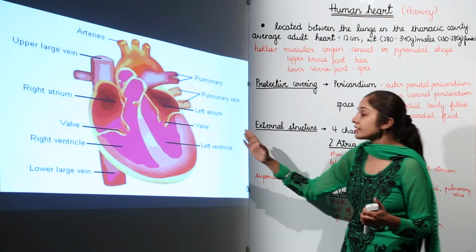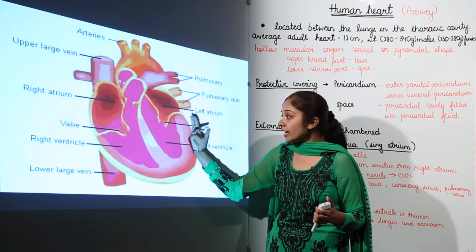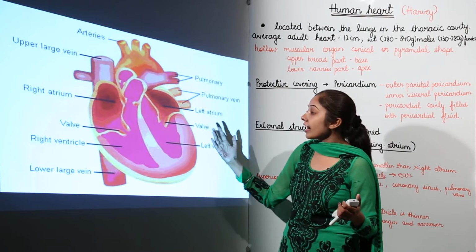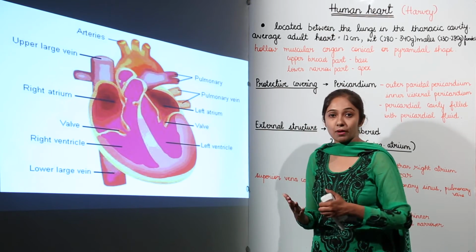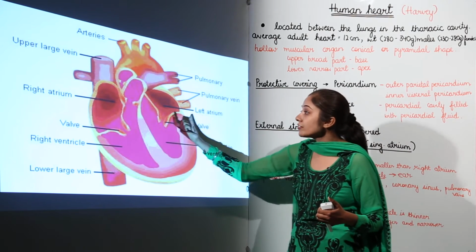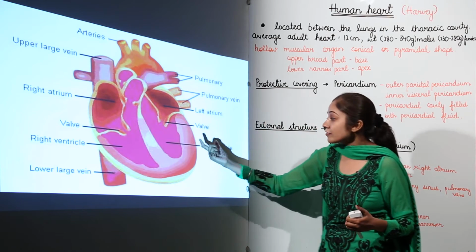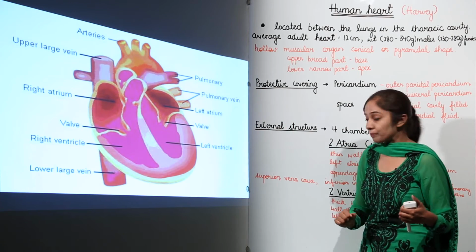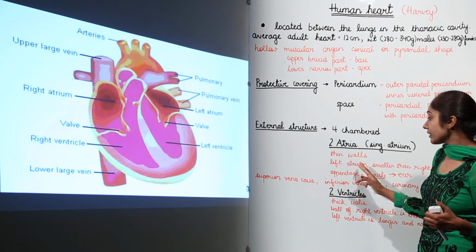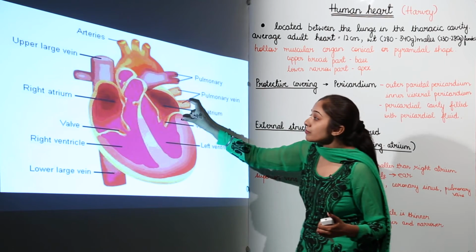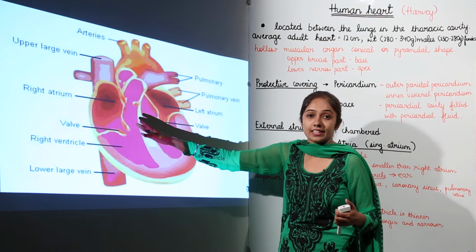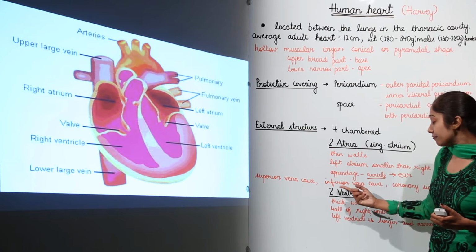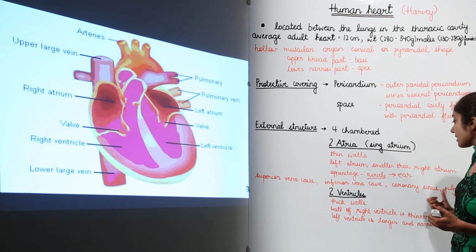So we have 4 chambers, the 2 atria and the 2 ventricles, a total of 4 chambers. We have divided the heart into the left part and the right part. Consequently, we have the left atrium and the right atrium, and similarly the left ventricle and the right ventricle, as you can make out from this image. Remember that the atria have thin walls and the left atrium is smaller as compared to the right atrium. Now what does it have? It has superior vena cava, inferior vena cava, coronary sinus and pulmonary veins.